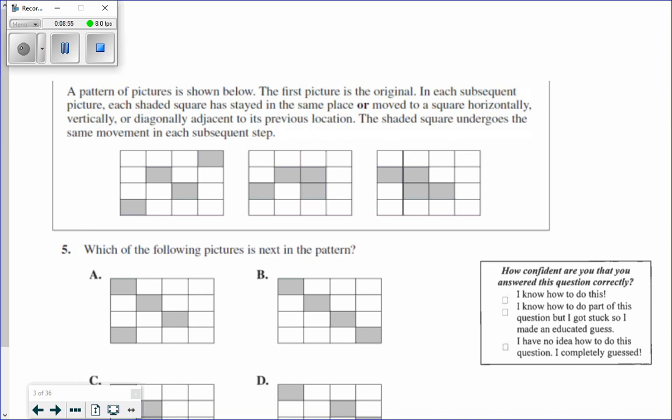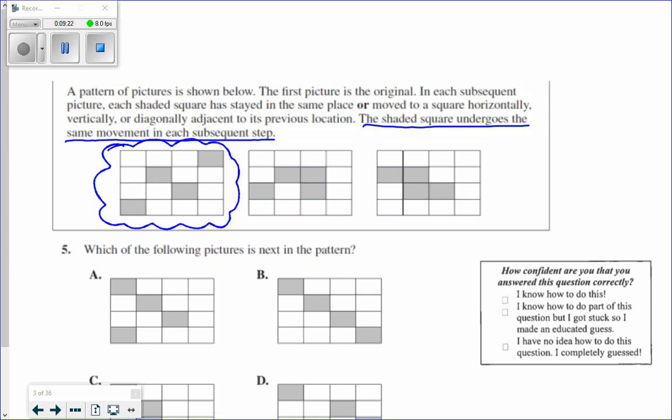Okay, so the key with this first one is actually the very last sentence. So it says the shaded square undergoes the same movement in each subsequent step. So what that means is that if a square moves diagonally in one step, then it has to move diagonally in every subsequent step after that. So this is your original. This is where you're starting with. Okay, so it said the first square is the original.